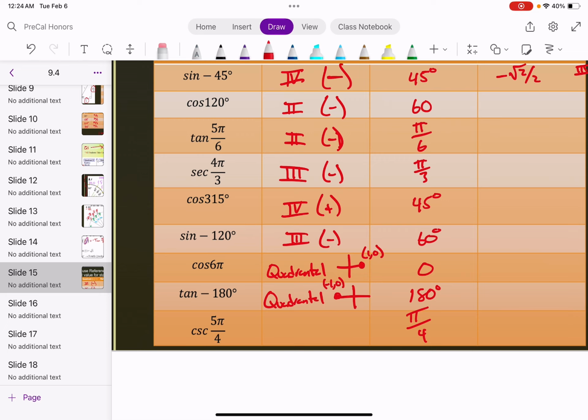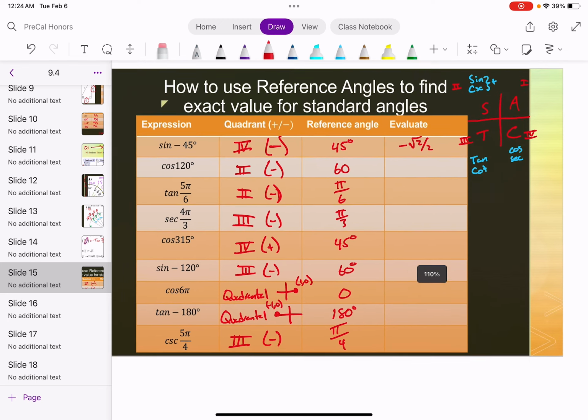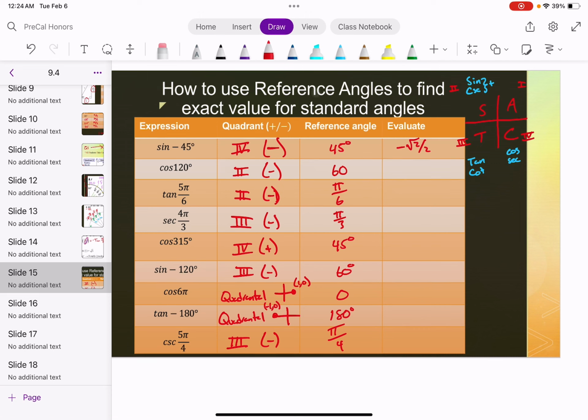Last one would be cosecant 5 pi over 4. This would give you quadrant 3, and this would be negative. Now, in order to evaluate exactly what our answers would be, keep in mind you are plugging all of these in together in order to fully understand where you would end up.